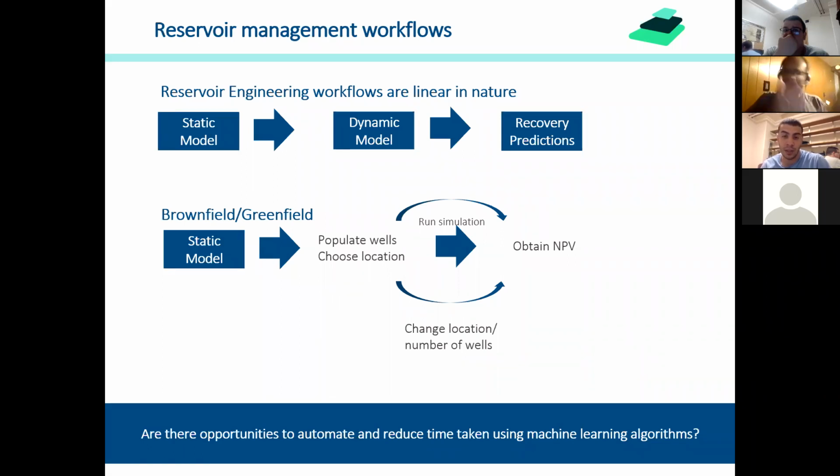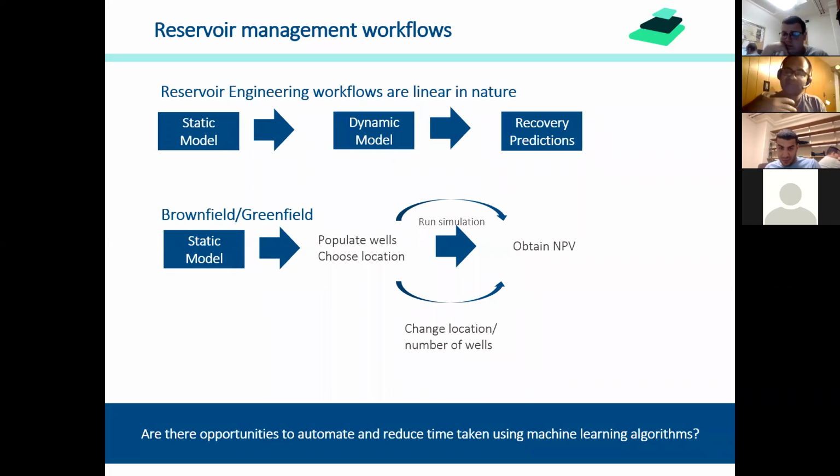Now, depending on whether it's a greenfield or a brownfield scenario, you always have the static model, but on the dynamic side, let's say you're trying to find the location of a new well. You have an existing field with some production, so you probably do some history match, and then you try to figure out where you should be placing the next well. What is typically done there is very manual in nature. You keep playing around with the well location, run a simulation, obtain some NPV, go back, change the location, and see what you get. This happens back and forth.